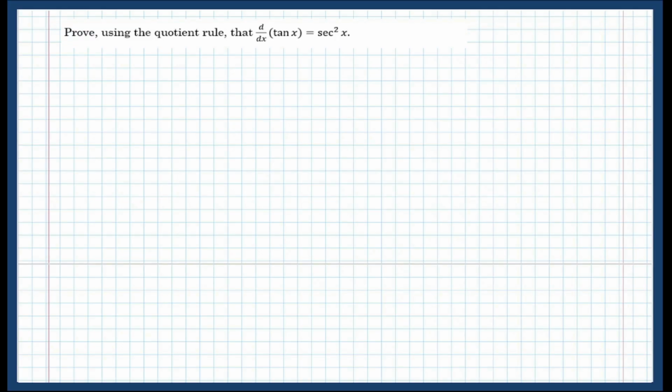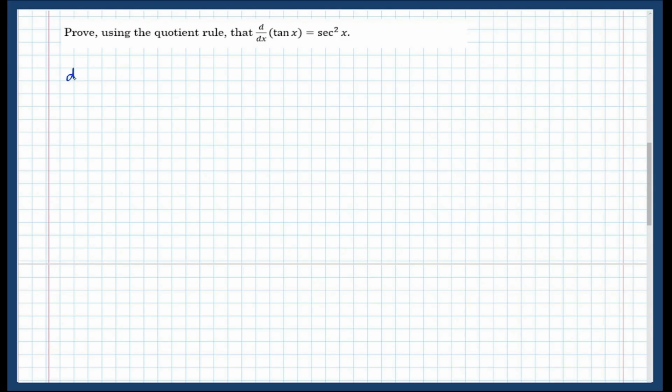So here, this one asks us to prove using the quotient rule that the differential of tan x is sec squared x. So you might want to try this yourself, but it says using the quotient rule, and tan x isn't currently written as a quotient. So if you want to do it yourself, that's a bit of a clue there. Pause it, have a go, and check your answer against mine.